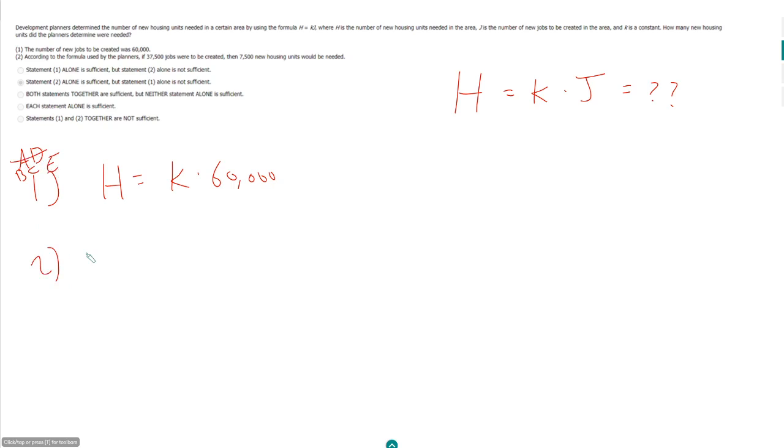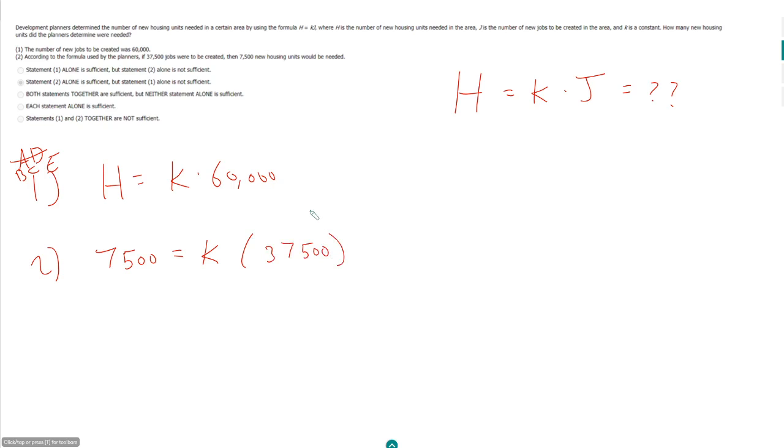Statement 2. According to the formula used by the planners, if 37,500 jobs were to be created, so that's J, then 7,500 new housing units would be needed. So we're looking for H, the actual H. They're saying H would be 7,500 in this hypothetical situation. So 7,500 is equal to our constant times 37,500. So what can we do here?